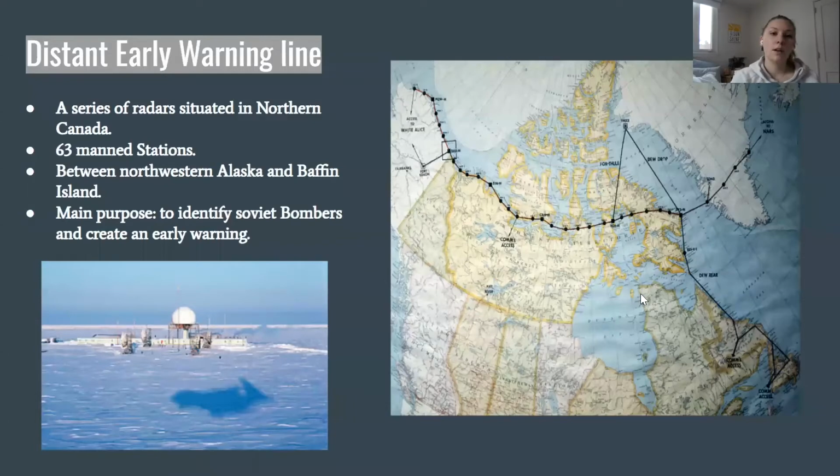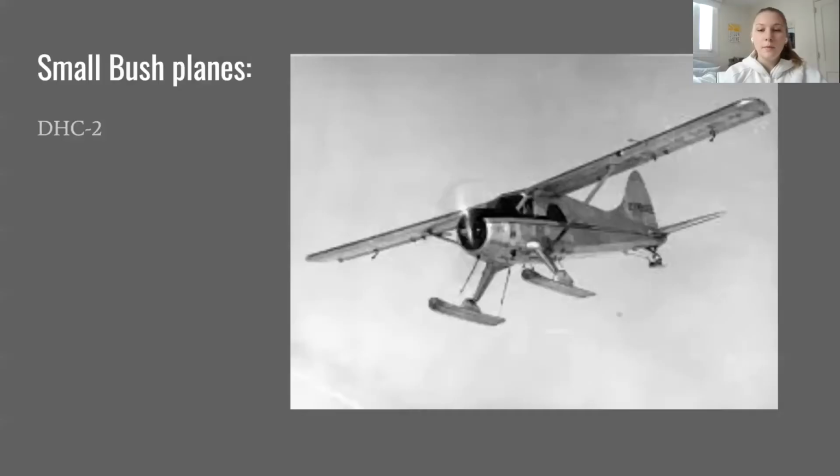So the distant early warning line is a series of radars situated in northern Canada. It is a combination of 63 manned stations between northern Alaska and Baffin Island, like I mentioned earlier. Its main purpose is to identify Soviet bombers and create an early warning to be able to either shoot down missiles or intercept fighter jets. They used small DHC-2 Beaver planes on skis to be able to scout the right areas to be able to build the DEW line stations.